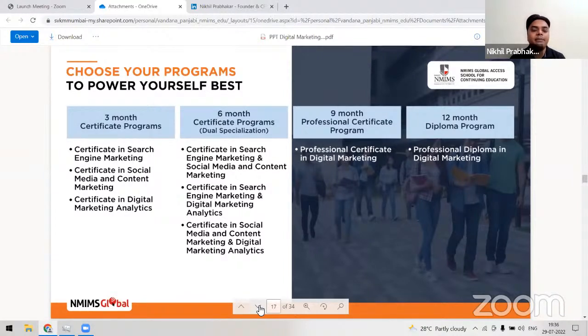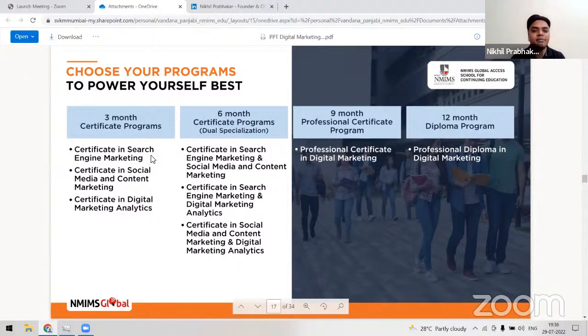And now if we club them all together, this is how the programs look. Now, you can prepare yourself to choose a program which fits in with your career plans or your professional aspirations. I'll quickly brief you about them. So the 3-month certificate program is, let's say, for each of search engine marketing, social media, or digital marketing analytics, where you can have 3 months dedicated.